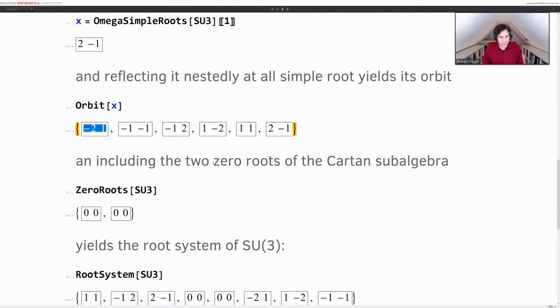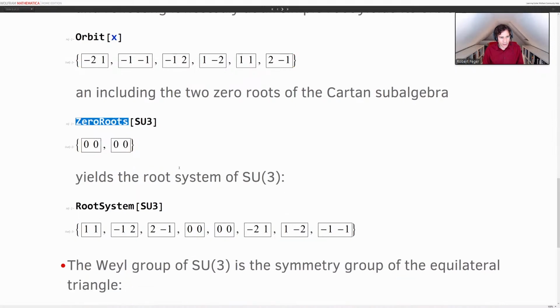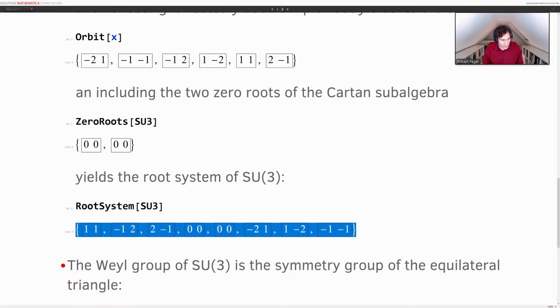And now we include the 2 zero roots of the Cartan subalgebra, which are just here. There's even a command for generating them. This in total yields the root system of SU3. So if you compare what's written down here, yes, I can select it, if you compare this with the orbit and with the zero roots together, it's the same, even though the ordering is different.